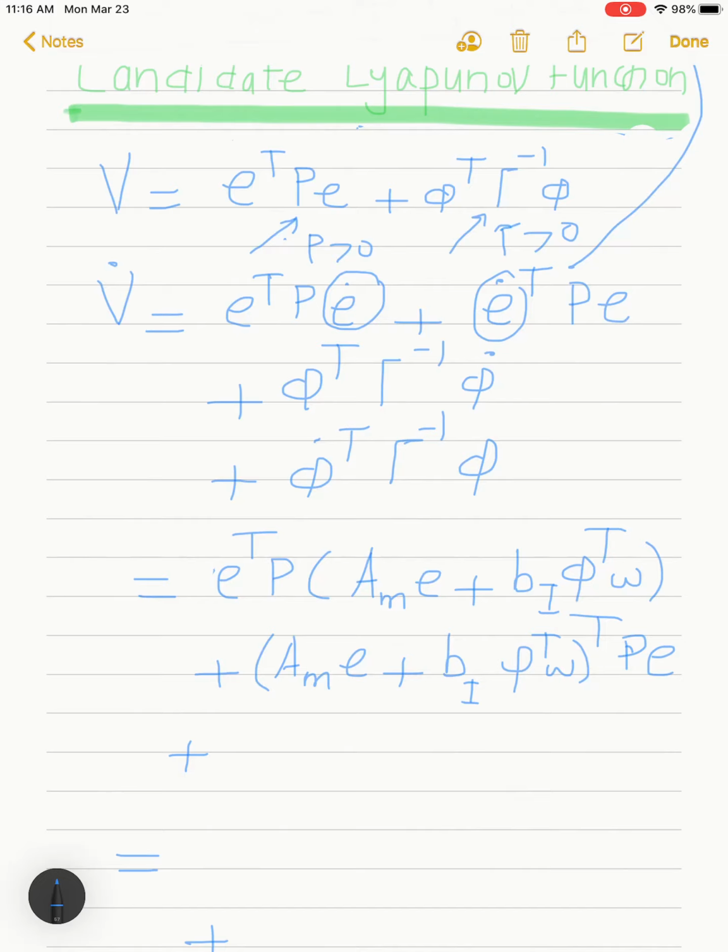And I notice here that these two terms actually are similar, since they are scalars, and the transpose of a scalar is the same scalar. So phi transpose gamma to the minus 1 times phi dot is equal to the transpose of the second term. So I can write then the summation as 2 phi transpose gamma to the minus 1 phi dot.